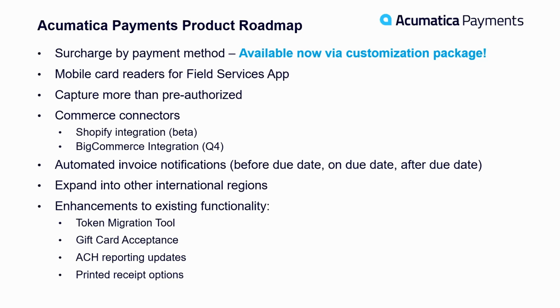And then we're also coming out with enhancements to existing functionality. So most customers are accepting payments today from some provider. You have saved credit cards today and you want to be able to bring those over with you. We have a token migration tool. The token is what is saved in Acumatica versus the card. We don't save card numbers in Acumatica. We save a random token. And we pull tokens from other providers into Acumatica Payments so that you can keep those saved cards on file.